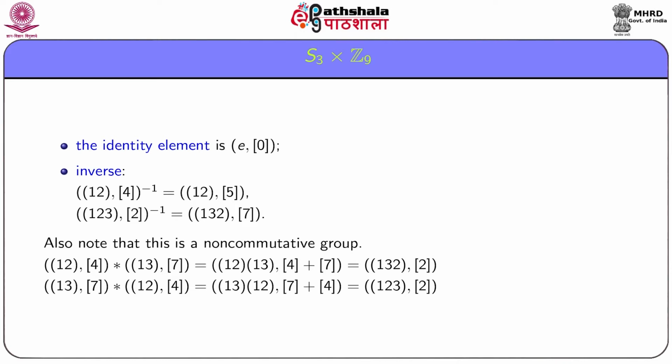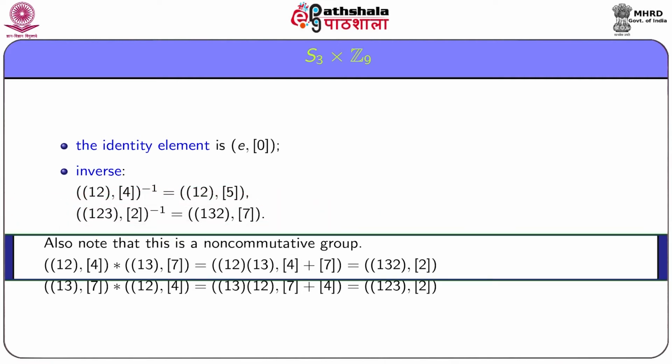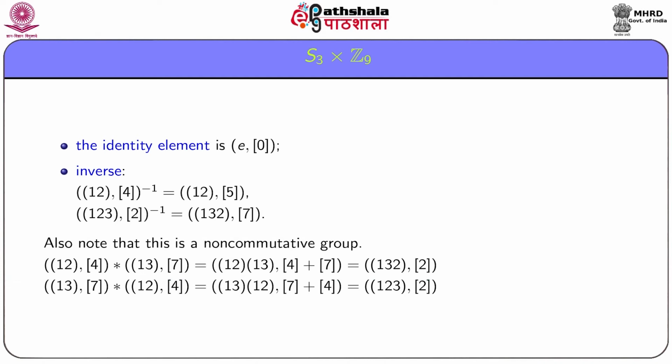Similarly, since the inverse of [2] in Z9 is [7] and the inverse of (1 2 3) in S3 is (1 3 2), we have that the inverse of ((1 2 3), [2]) is equal to ((1 3 2), [7]). Now, note that this is a non-commutative group. You can take the product of the two elements ((1 2), [4]) and ((1 3), [7]) and check that their products are not the same.